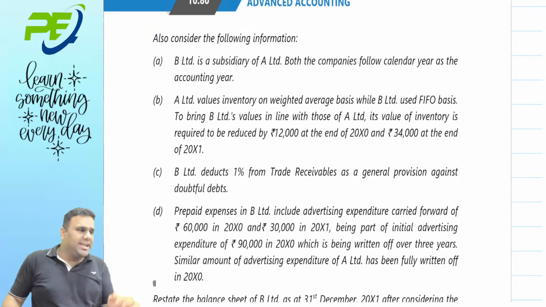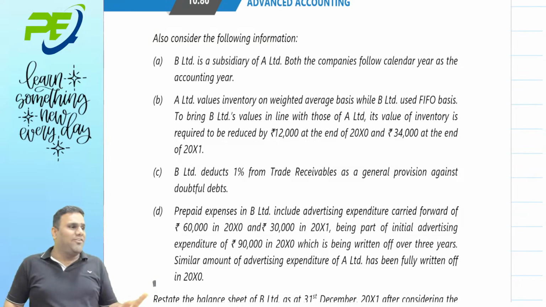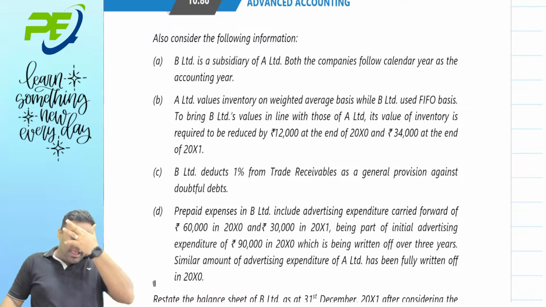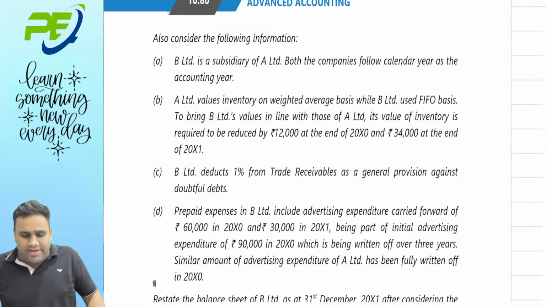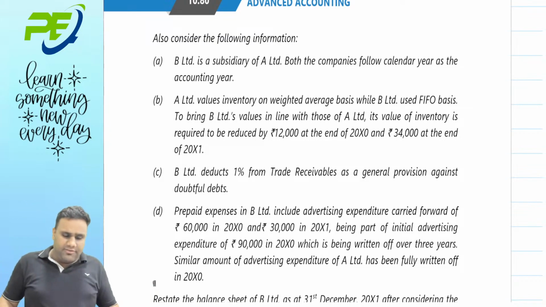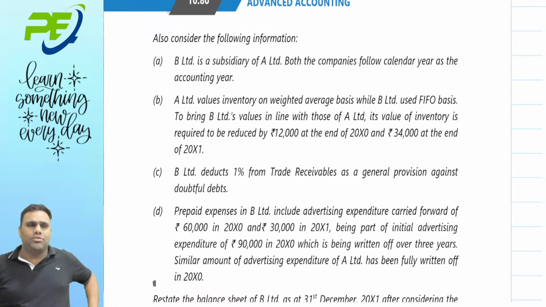Okay, so here luckily they both are following calendar year. Trust me, if one is calendar, one is financial year, skip the problem. Skip the problem. That would be a mind-blowing question. A Limited values inventory on weighted average basis, while B Limited uses FIFO. To bring B Limited values in line with those of A Limited, its inventory is required to be reduced by 12,000 at the end of 2020 and 34,000 at the end of 20x1.